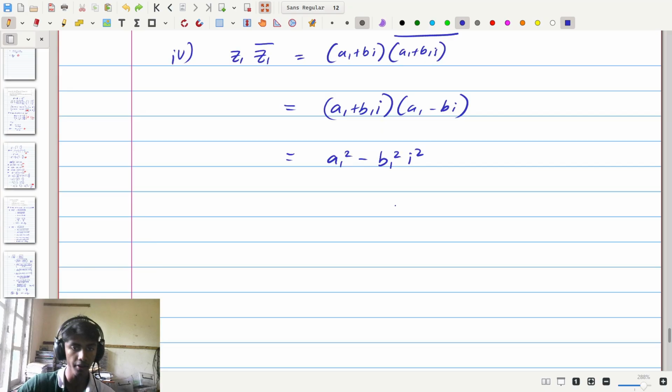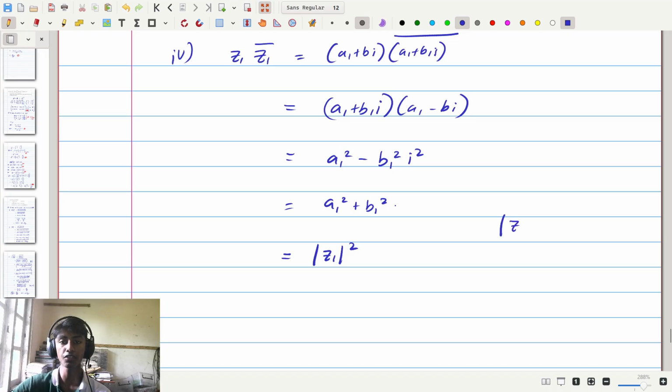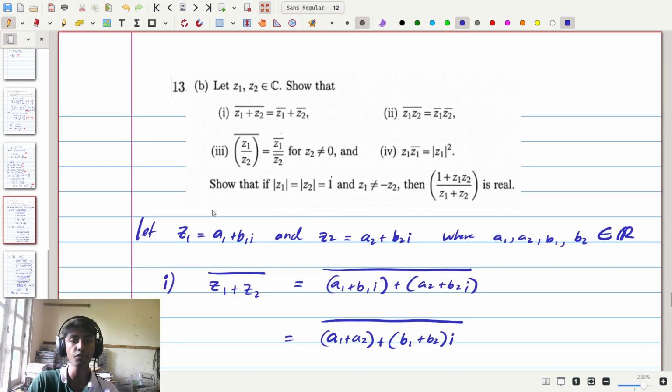Which means we have a1 squared plus b1 squared, and a1 squared plus b1 squared is exactly the value of modulus of Z1 squared, since modulus of Z1 is equal to the square root of its real value squared, which is a1 squared, plus its imaginary value squared, which is b1 squared. And therefore, we can see directly that Z1 times Z1 conjugate is equal to modulus of Z1 squared. And with that, we are done with the 4 proofs.